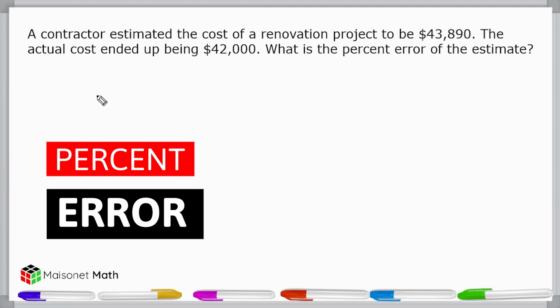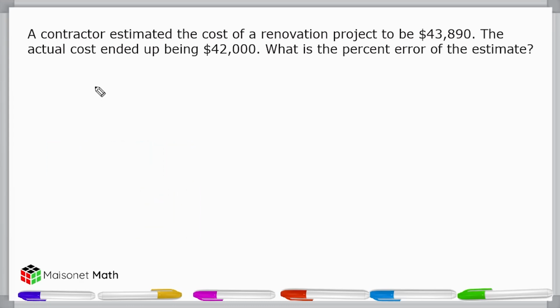Hey, this is Mr. Mason, and what we're going to do in this video is work through a percent error problem. So let us start by understanding the problem itself. The problem reads that a contractor estimated the cost of a renovation project to be $43,890. The actual cost ended up being $42,000. What is the percent error of the estimate?